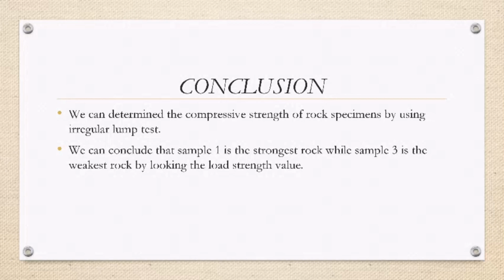For conclusion, we can determine the compressive strength of rock specimens by using the irregular lump test. We can conclude that sample 1 is the strongest rock while sample 3 is the weakest rock by looking at the load strength values.